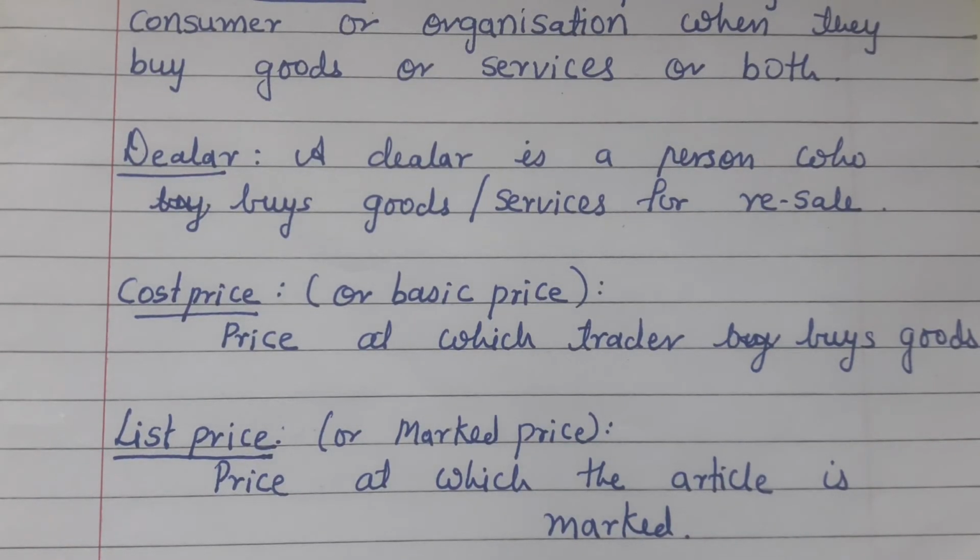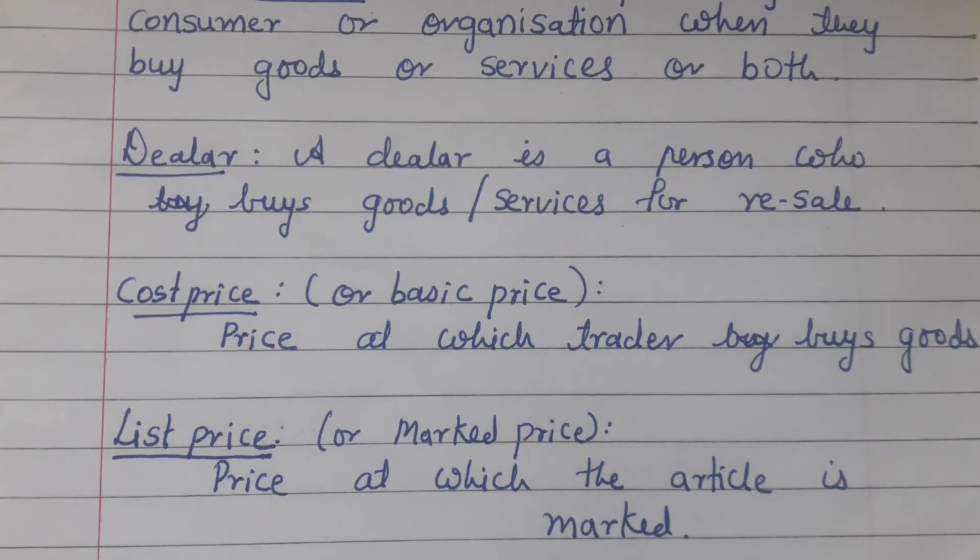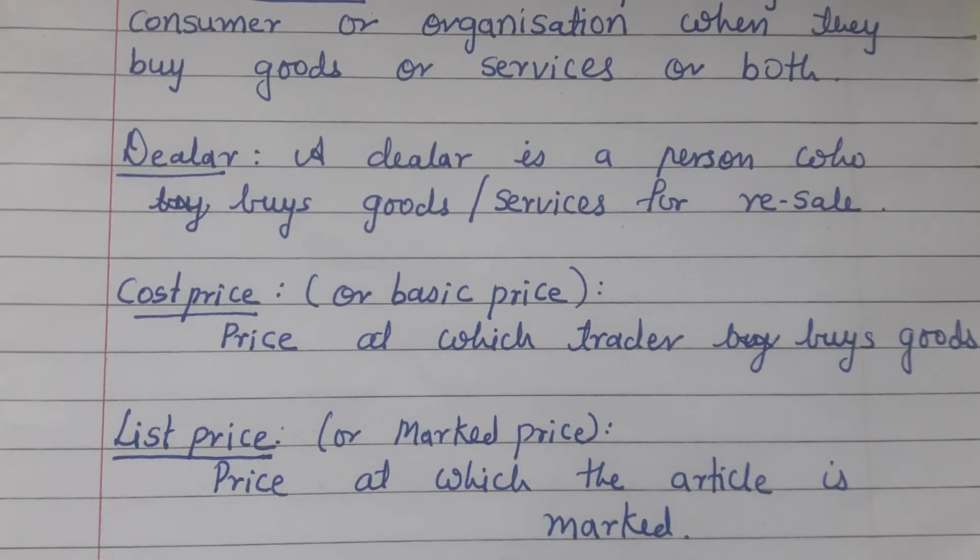Dealer: a dealer is a person who buys goods or services for resale. Cost price: the price at which a trader buys goods. List price or marked price: the price at which the article is marked.